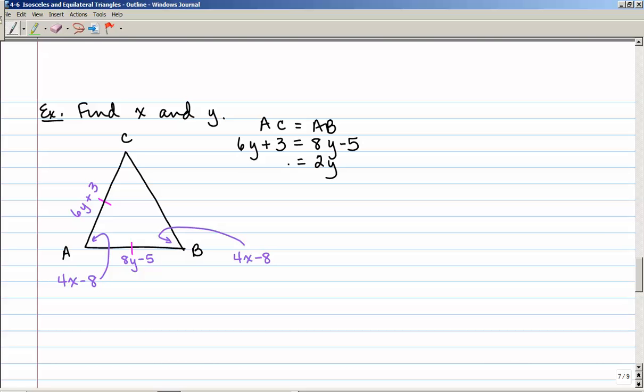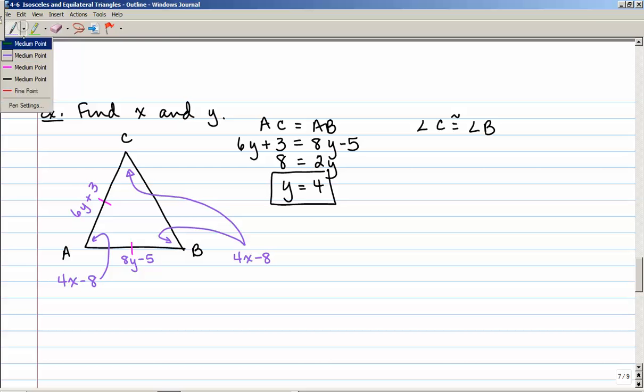And solving for y is going to be equal to 4. Now, if AC is equal to AB, then that means that the angles opposite those are equal to each other. So angle C is going to be congruent to angle B. So I know that angle B is 4x minus 8. So too is angle C.